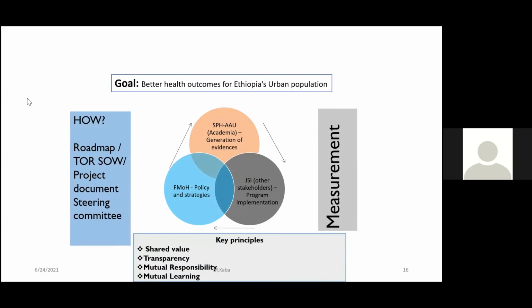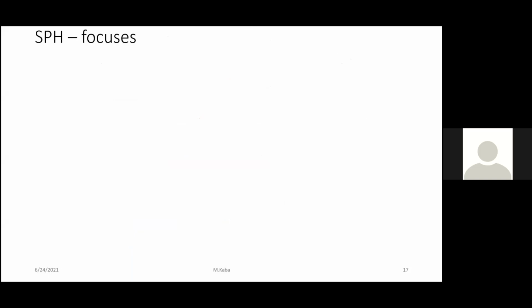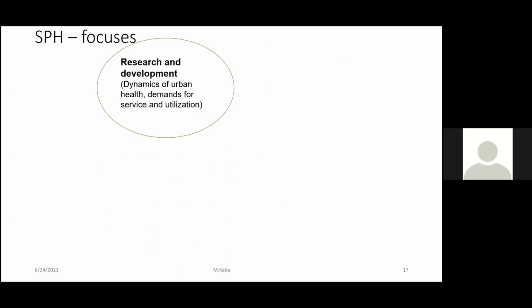But we have to have a common roadmap with shared values, transparency, mutual responsibility, and mutual learning, where measurements are clear. And therefore, the Federal Ministry of Health has provided us with policies and strategies, while JSI has a clear program implementation role, and the School of Public Health generates evidence for that.